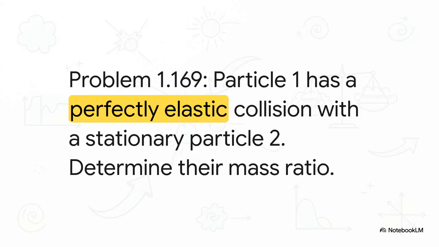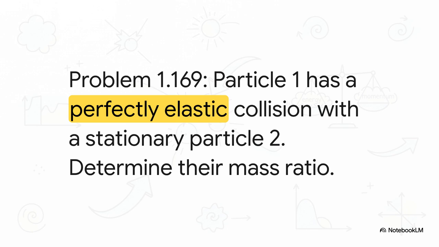Okay, here's the official problem statement. We have particle 1, and it smacks into a stationary particle 2. And notice this key phrase, it's a perfectly elastic collision. That is a massive clue, and we'll come back to it. Our mission is to find the mass ratio, m1 divided by m2. And we have to do this for two totally different scenarios.